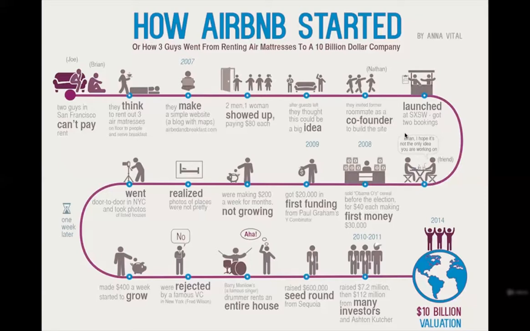Now, in 2008, because they were struggling with budget and money, they sold Obama O's cereal before the election, got $40 each, making $30,000. These are just some examples. Right now we see that it's a very, very big company, but if you go through the nitty-gritty of the struggles and hurdles they have gone through, it is easy to understand how far they have come. They have come a very rocky road, and since 2007 until now, they have gone through a lot of struggles.